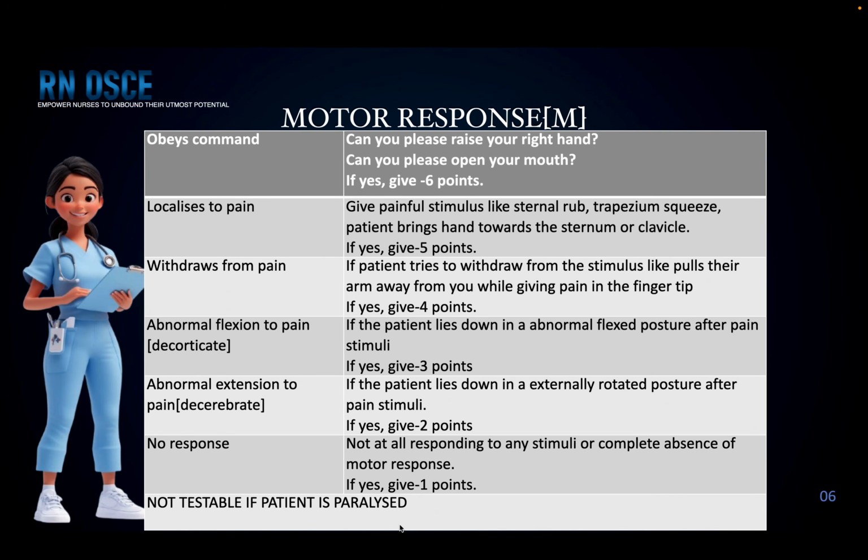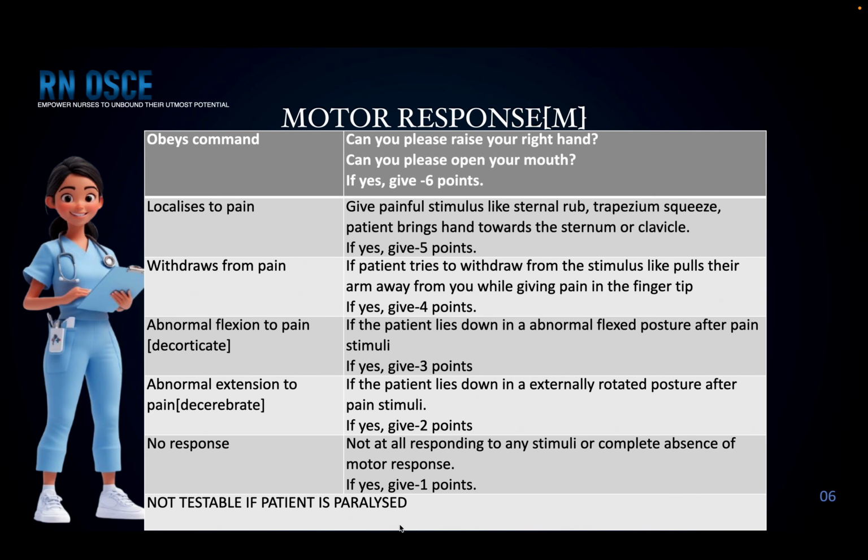If not, if the patient tries to withdraw from the stimuli, like pulls their arm away from you while giving a pain in the fingertip, if you are just pressing her fingertip, she tries to withdraw from the pain. If yes, if she is doing that, you can give 4 points.